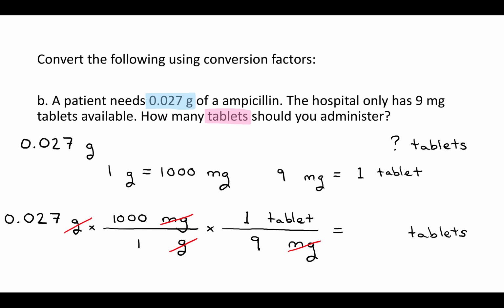You're left with tablets, and now we're going to get our answer. So you plug this into a calculator, and the way you do it, you put 0.027 multiplied by 1,000, hit enter. Divided by 1, hit enter again. Times 1, hit enter. Divided by 9, hit enter, and that's going to give you 3 tablets. That's your answer. That's how many you give to the patient. The patient lives a prosperous life.